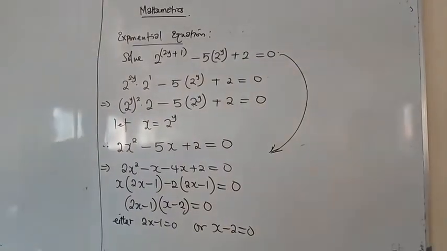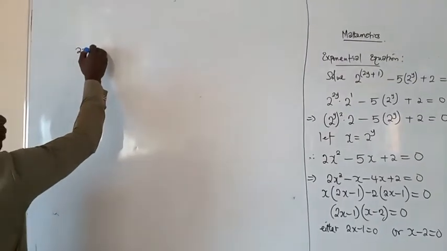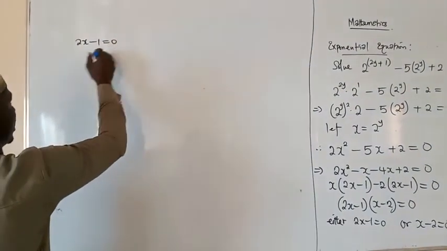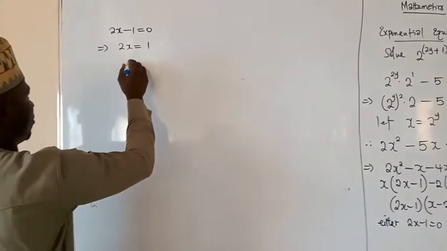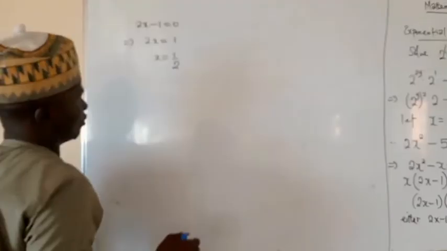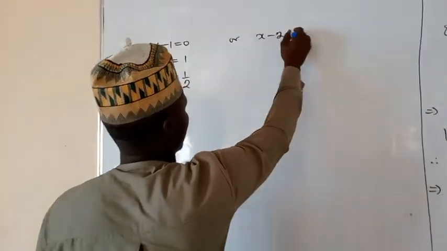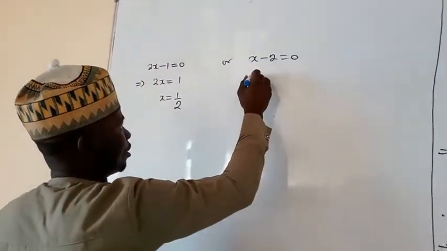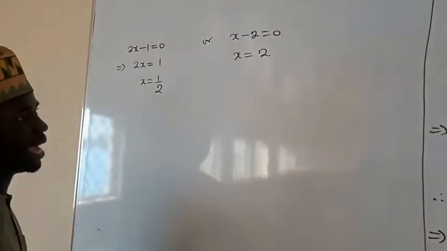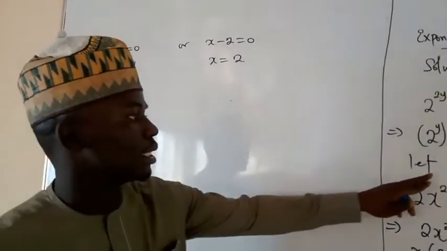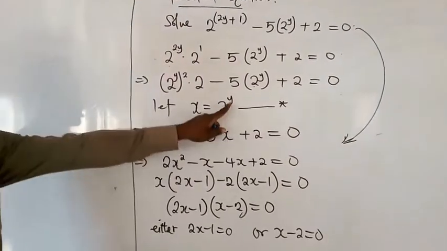Alright, so in order to solve this now, we have 2x minus 1 equal to 0, which implies that 2x is equal to 1, and the value of x here will be equal to 1 over 2. And the other one, x minus 2 is equal to 0, and adding 2 to both sides, we have x is equal to 2. So these are the two values of x that, if we substitute in this equation star, we are going to have the value of y.